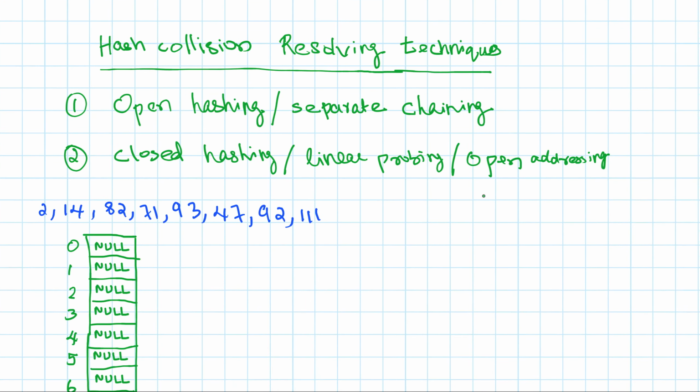So the topic is hash collision resolving techniques. There are two different methods to solve the hash collision issue, or two different resolving methods. The first one is open hashing, also called separate chaining, and the second one is closed hashing. It is also known as linear probing or open addressing. So first we will see what is open hashing or separate chaining.